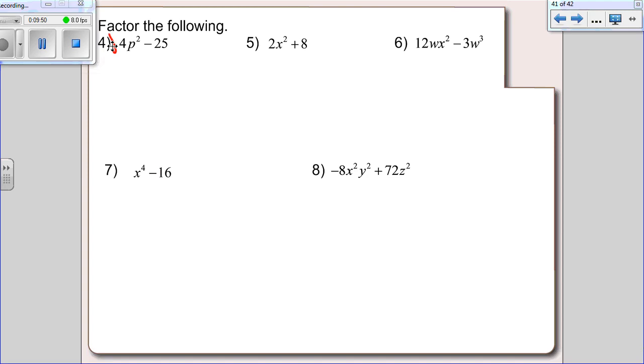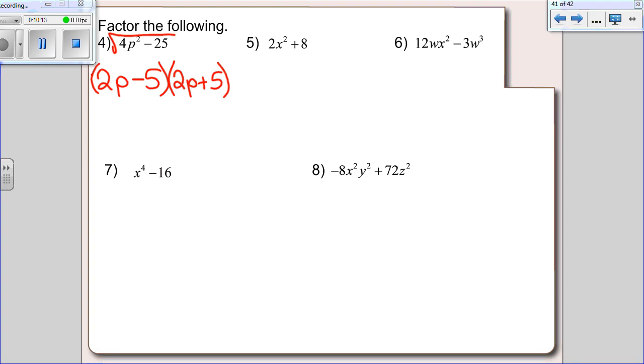So it becomes 2p minus 5. That's everything square rooted. That's the square root of 4, square root of p squared, square root of 25. Every time I factor, I end up with two binomials. So what should my other binomial be? 2p plus 5, the opposite symbol.